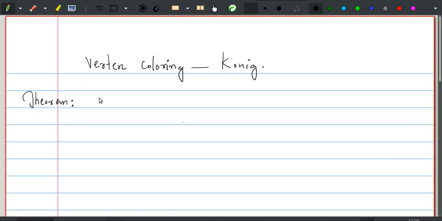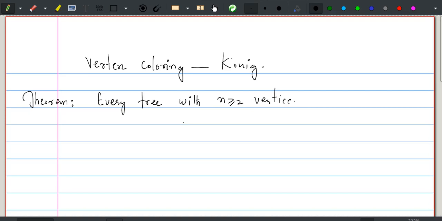So this theorem states that every tree with bigger or equal to 2 vertices is two chromatic. So every tree with say n bigger or equal to 2 vertices is 2 chromatic.